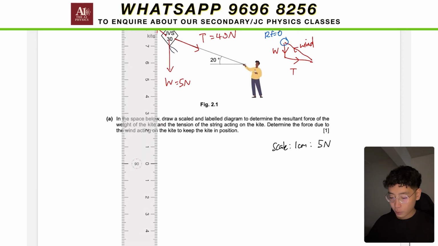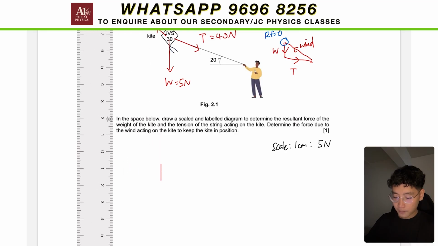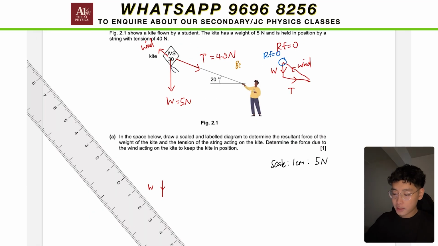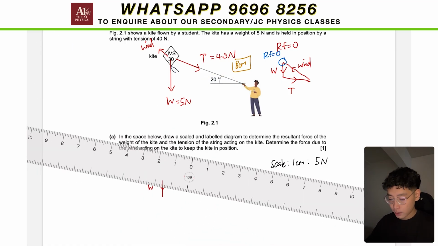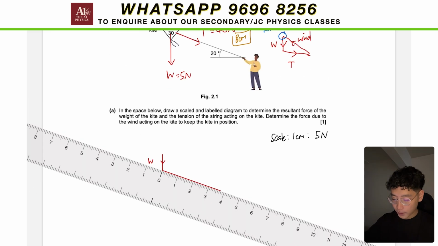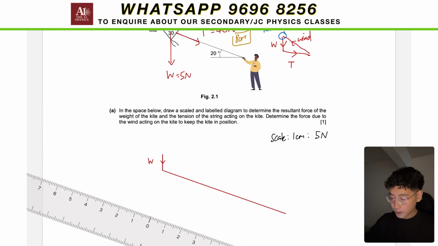So now I'll start with drawing the weight. The weight is 1 cm downwards. Then I'm going to draw my tension. Now you have to be very clear about the angles that you draw. We know that our tension is 8 cm long and it's also 20 degrees from the horizontal. That means when we draw our line, we must make sure that it's 20 degrees from the horizontal like this. So 8 cm, and we have to make sure that this angle over here is 20 degrees from the horizontal, right?